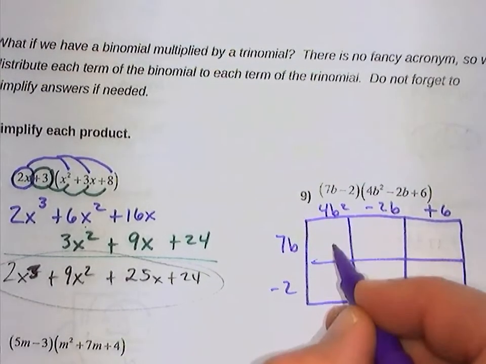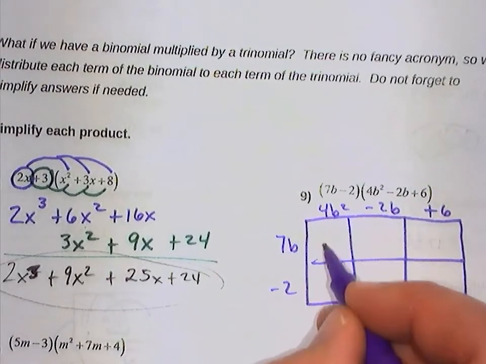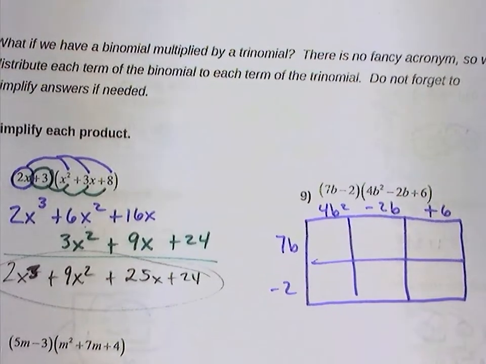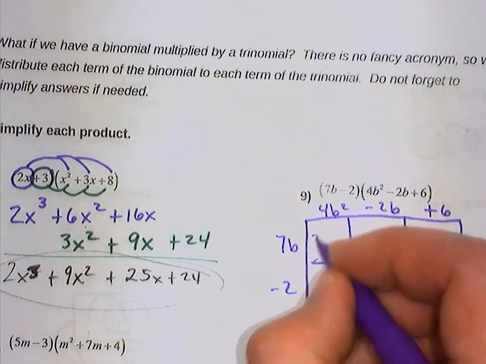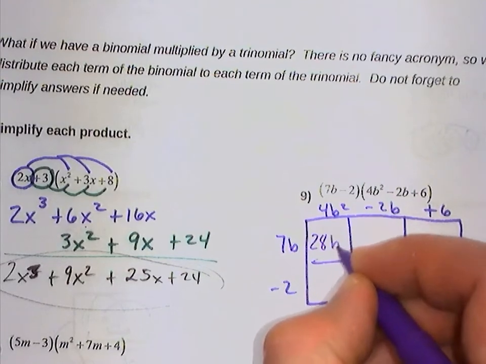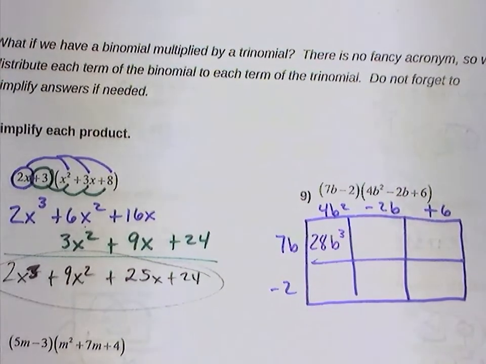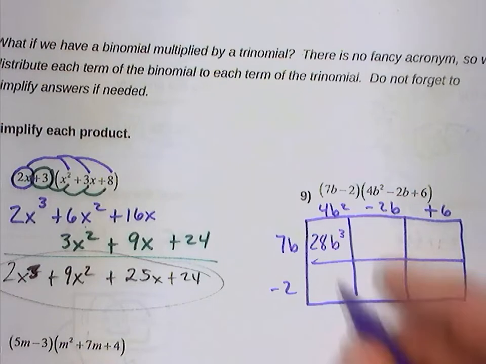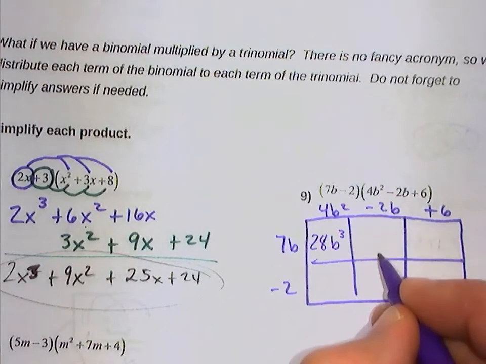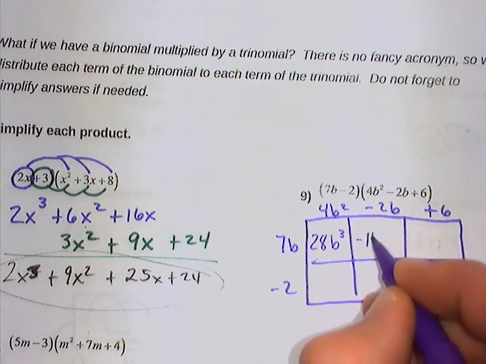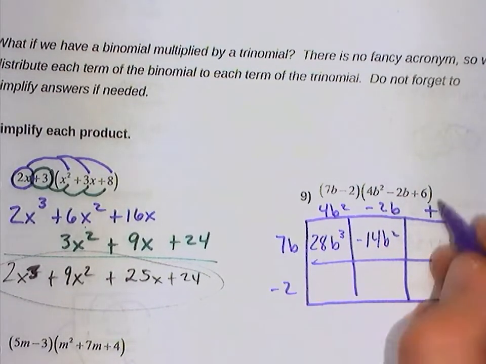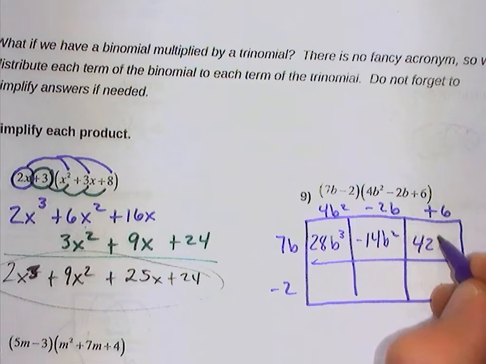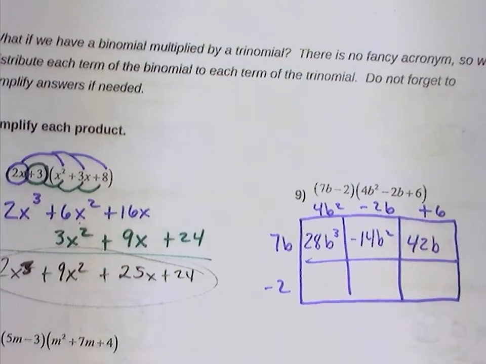So what's 7b times 4b squared? What's 4 times 7? 28, and b squared times b is b to the 3rd, or b cubed. What's 7b times negative 2b? B squared, very good. And 7b times 6, what is that, 42b? Everybody okay with that?